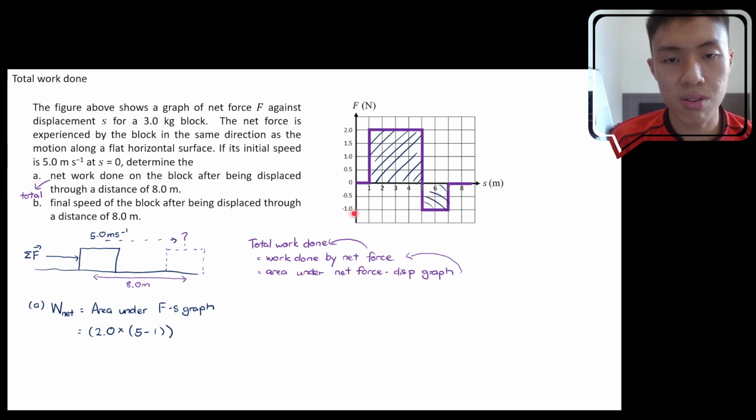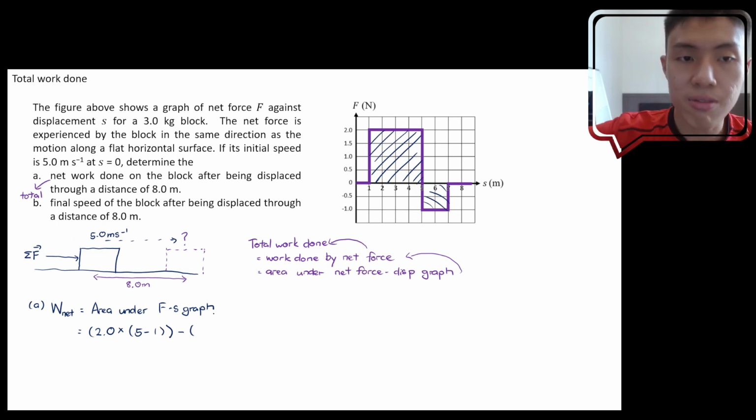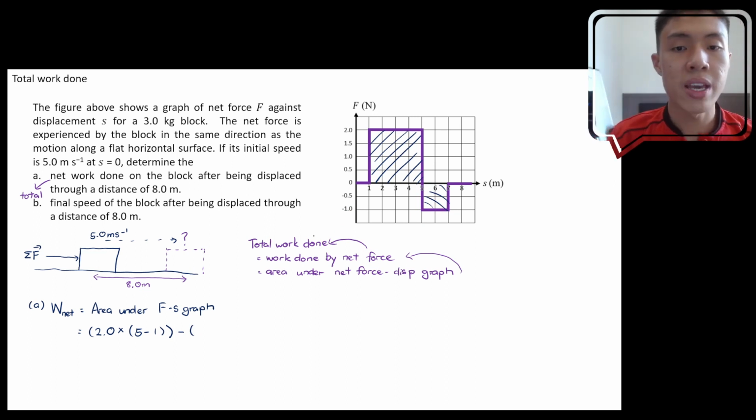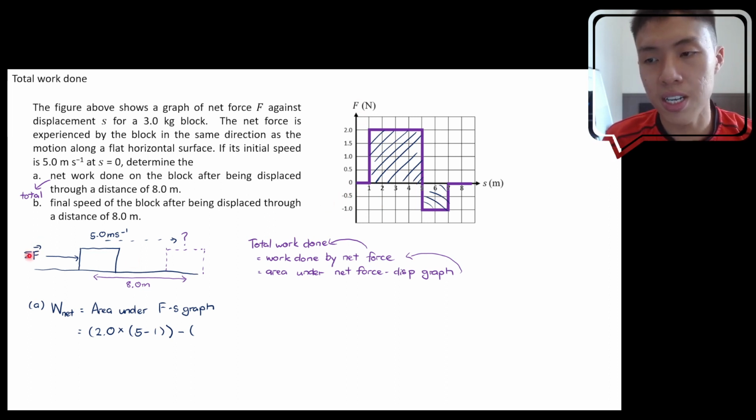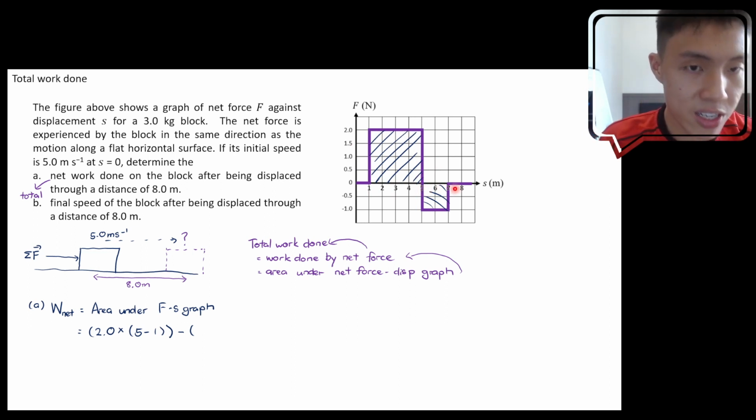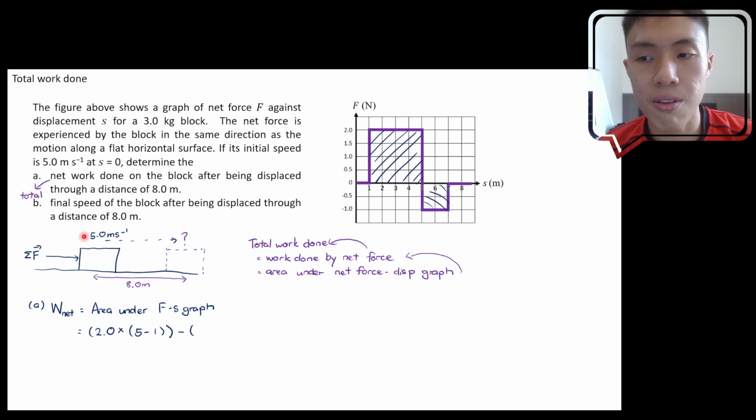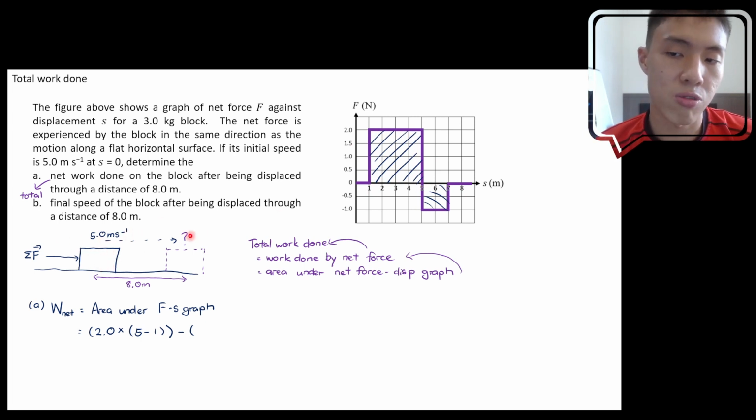The second rectangle, the height is 1. You're going to minus it because it's in the negative region. And if your force is negative, that means the force has already flipped direction. So now the net force is in the opposite direction to the direction of displacement. Previously, if the motion is to the right, then the net force is to the right. That's what happened during these first 5 seconds. But from the 5th second to the 7th second, the net force is in the opposite direction to the direction of motion. That's why the force is negative in value.